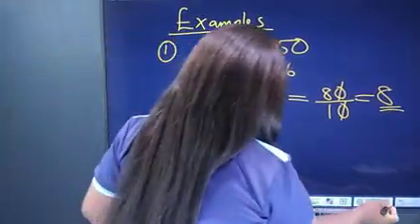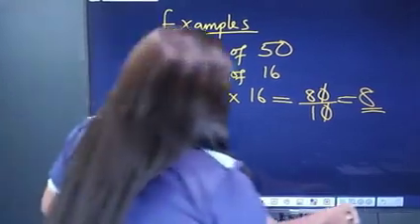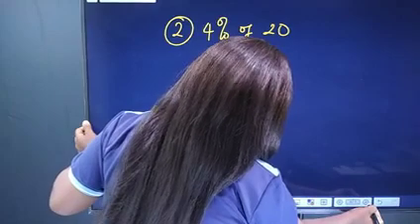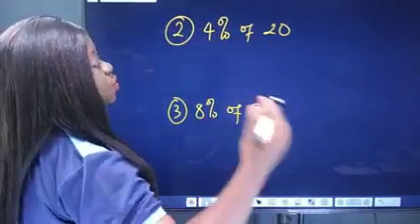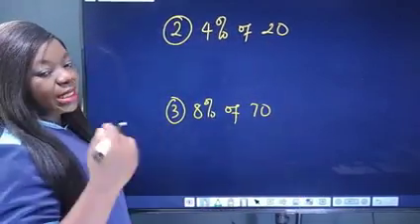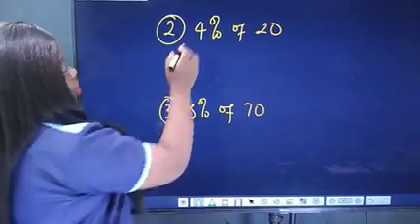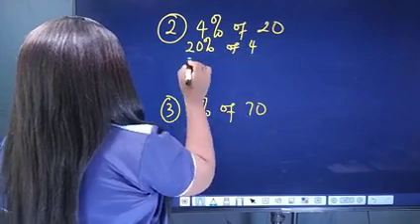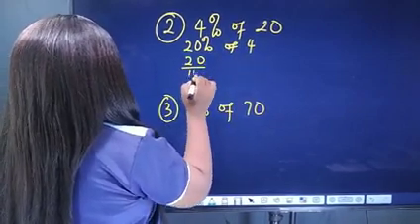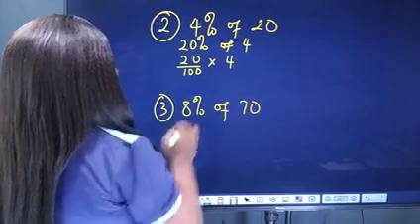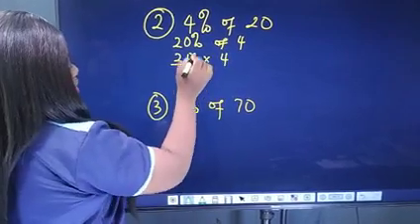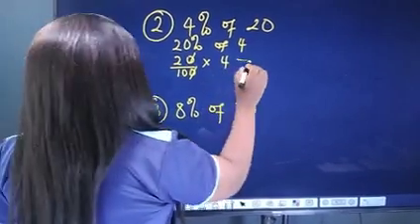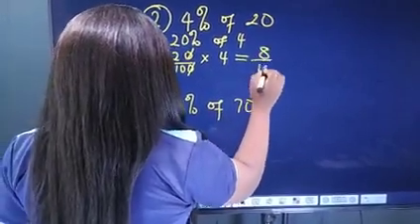So get ready for the second example. The next example is also on percentages, which says 4% of 20. 4% of 20 is the same thing as 20% of 4. So let's rewrite it as 20% of 4. So you have 20 divided by 100 times 4. You can strike out 0 from the numerator and the denominator. So 2 times 4 is 8. That is 8 over 10.